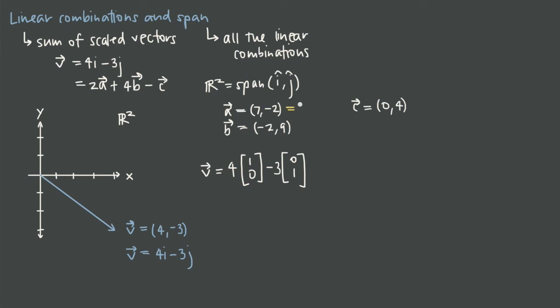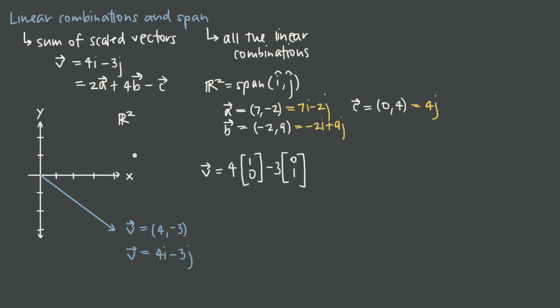We know that this is equal to 7i minus 2j. We know that this is equal to -2i plus 9j. And we know that this is equal to 0i, so we just won't write that, plus 4j, so we'll just write 4j. No matter which vector I give you in R2, it could be the vector (99, -17).